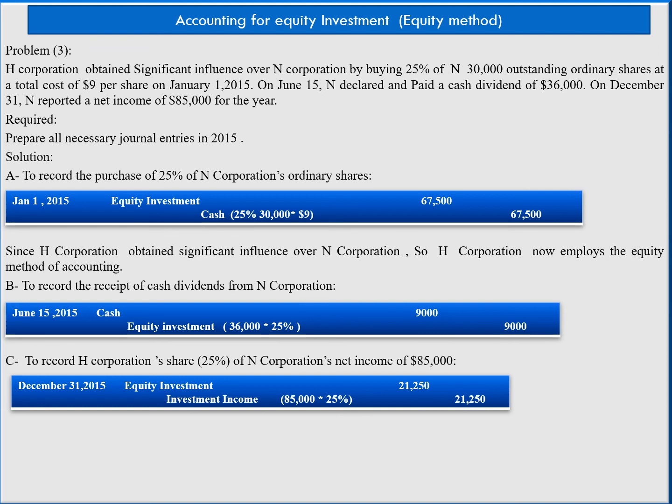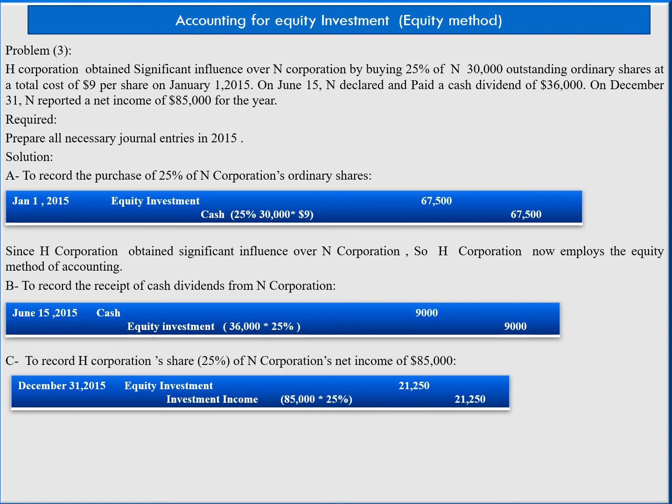ده معناه يا شباب إن ال H corporation equity investment will reduce. يعني ال value of H corporation equity investment will reduce once إن N corporation أعلنت إنها هتوزع أرباح وأنا هاخد نصيبي H corporation. ده معناها إن ال equity investment value will reduce. كأني يا شباب ايه؟ كأني استرديت جزء من الانفستمنت بتاعي. يبقى ده معناه يا شباب any dividend paid by the investee will result in reduction in the value of the equity investment of the investor.